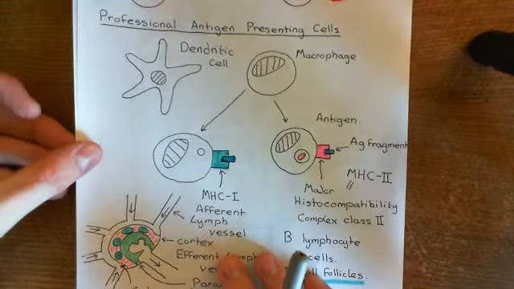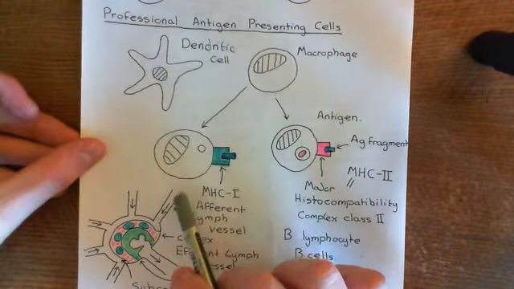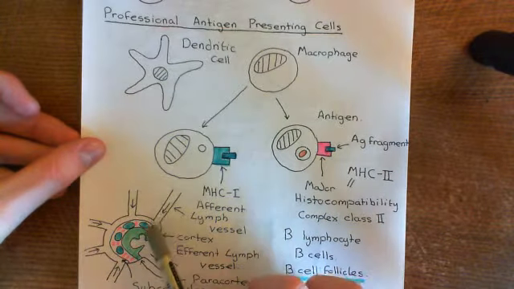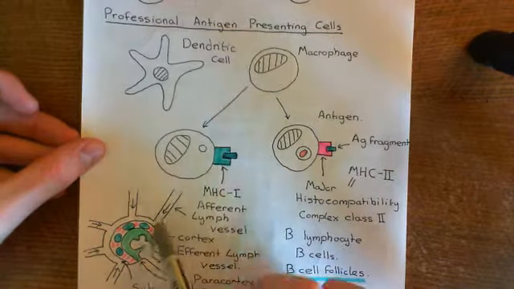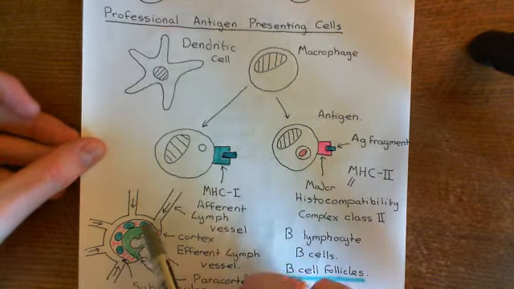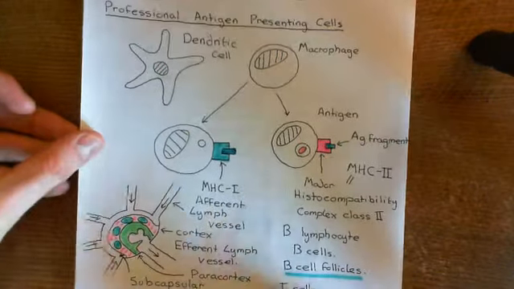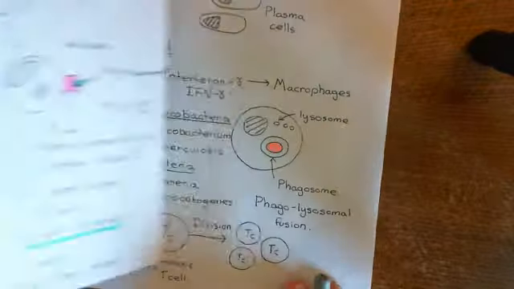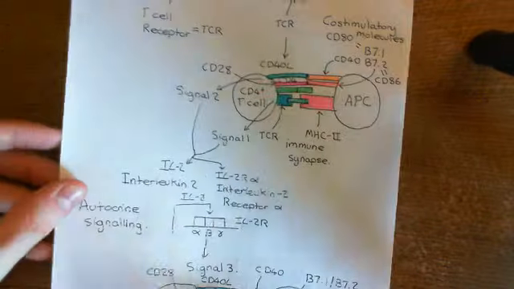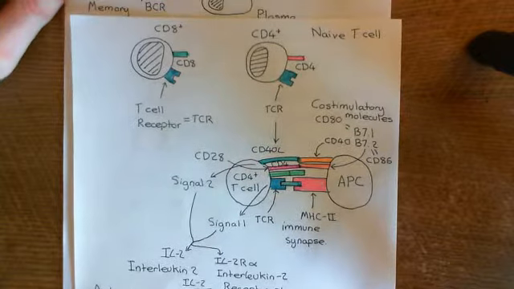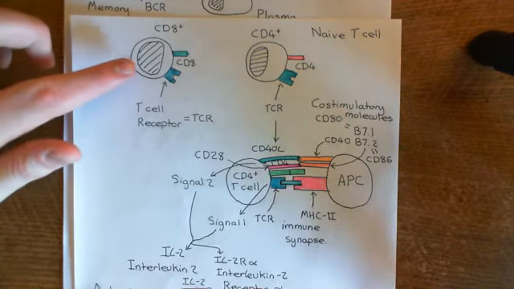Then what will happen is the professional antigen-presenting cell will go from its initial site to a lymph node, and it will percolate through the cortex and the paracortex. And this time it's going to be looking for a CD8 positive T cell. Okay, so one of these guys here.